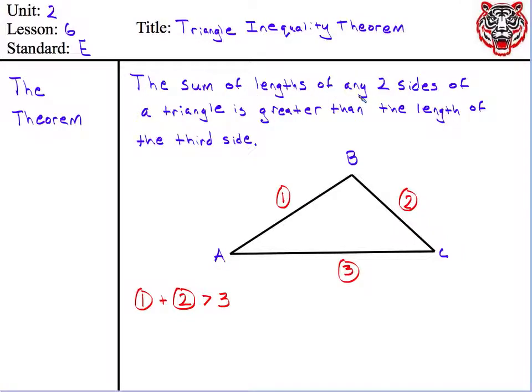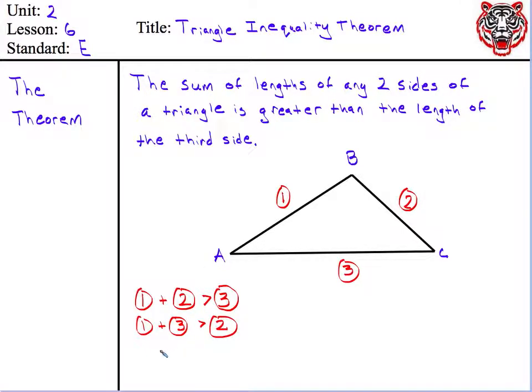I'm literally reading this verbatim. The sum of lengths of any 2 sides, I chose 1 and 2, those random 2 sides. You could have chosen any 2. Those have to be greater than the length of the third side. But what if I chose a different number? What if I chose 1 and 3, 1 plus 3? That needs to be greater than the remaining side of 2.